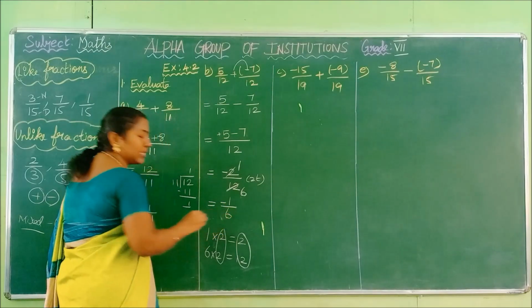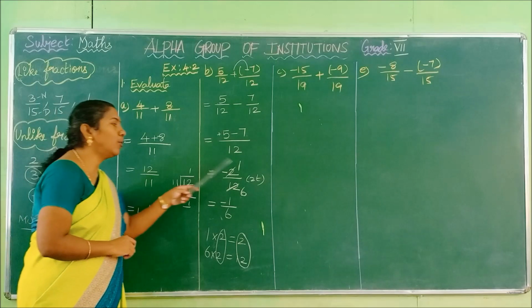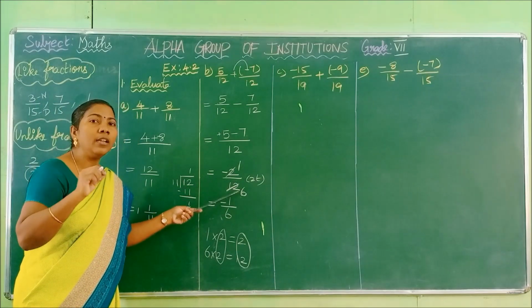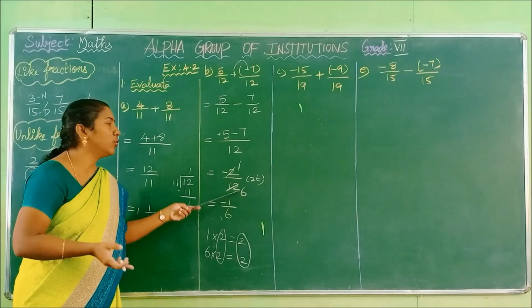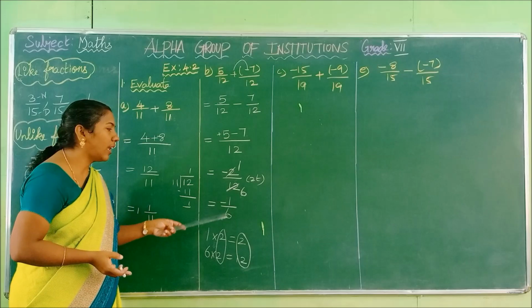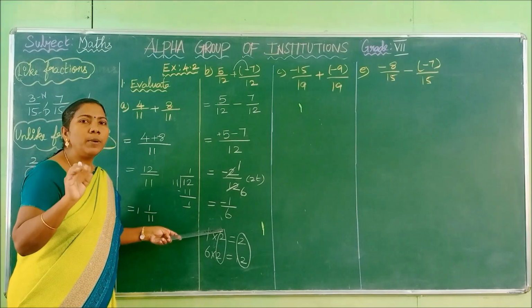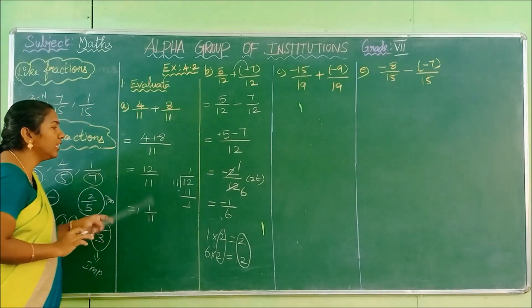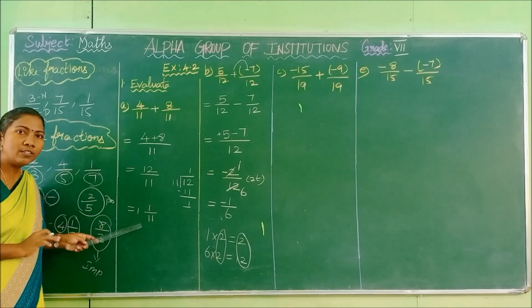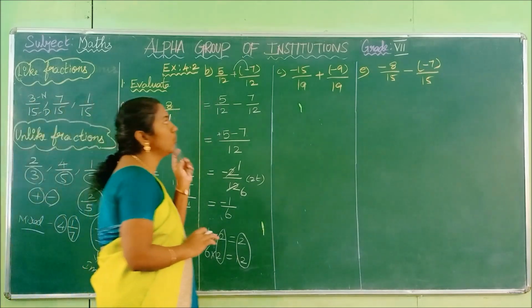Minus 1 by 6. Okay, if both the numerator and the denominator can be divisible by any other number, you can divide both the numerator and denominator by the same number and then write your rational number in the simplest form. Okay, if you are getting an improper fraction, you have to convert it into a mixed fraction. Okay, see the next one.